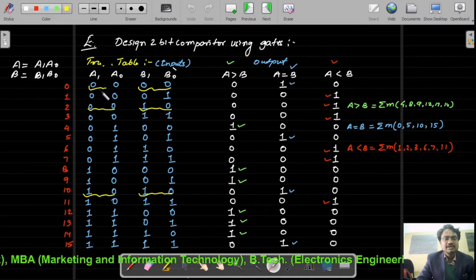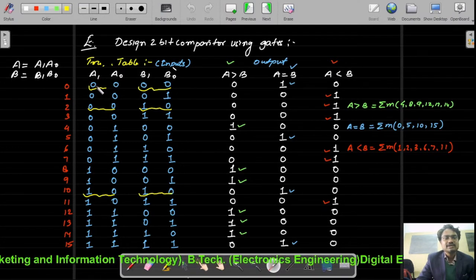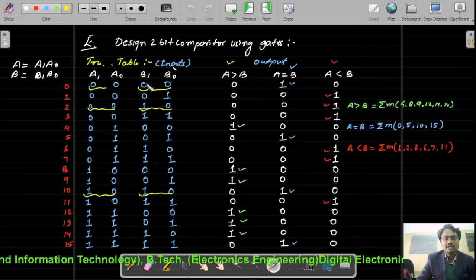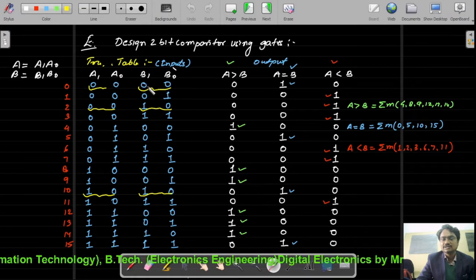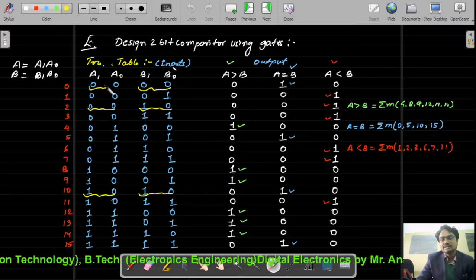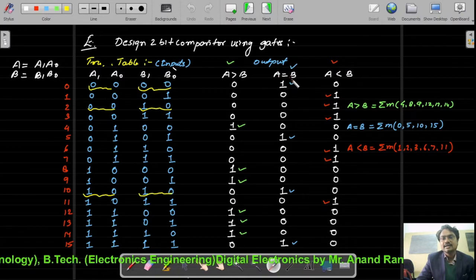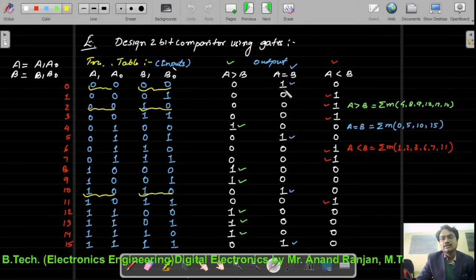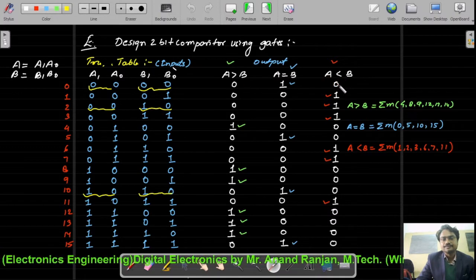For example, if you look at the first row, in which A0 and A1 is 0 0, its decimal equivalent represents the magnitude 0. Similarly, B0 and B1 together have a decimal magnitude equal to 0. Hence we can say that A is equal to 0 and B is equal to 0. This is the condition that A is equal to B, hence we write 1 in the A equal to B column, and the remaining we put as 0.